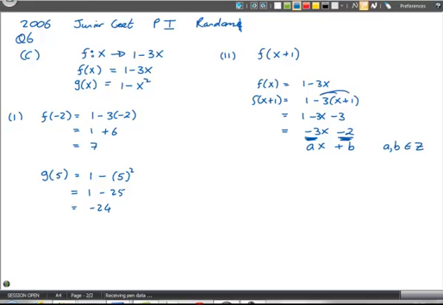If that said a and b are an element of N, the natural numbers, well then you'd be fairly certain that you had done something wrong, because you'd be expecting the numbers in front of the x and the constant to be positive whole numbers. Or if you got fractions, even if it was a and b an element of Z, you'd know that you had done something wrong. Remember, Z, integers, positive and negative whole numbers.